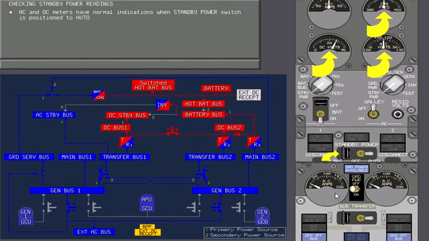The AC and DC meters should have normal indications when the standby power switch is in the auto position. Remember that the DC amps meter reads 0 because it is not connected when the DC meter selector is positioned to standby power. Now move the standby power switch to the battery position. Touch the standby power switch.